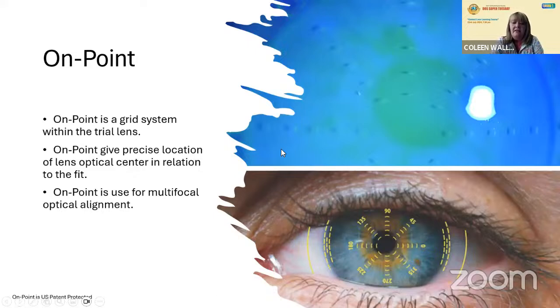All of our lenses have an OnPoint grid system. All the trial lenses do. Patient lenses do not have this system. It's very important that when you insert the lens, whether you're fitting multifocals or spherical or front toric, insert the trial lens with the dot at 6 o'clock. The OnPoint gives us the ability to decenter the optics for multifocals. So if you're fitting a patient that has the need for a multifocal, we can decenter the optics based off of the grid that's on the contact lens.